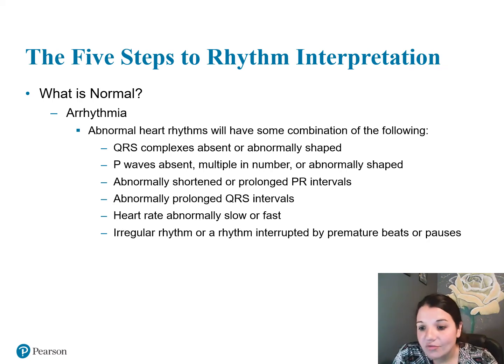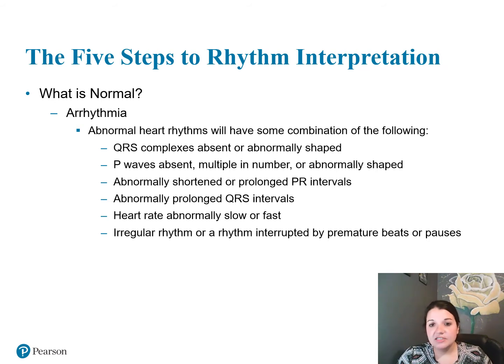Now, what is an arrhythmia? This is where you're going to get about 33 different types of arrhythmias that you're going to have to know the rules for, know what part of the heart it is talking about and what is going on, and so forth. So an arrhythmia, again, means abnormal heart rhythms. They will have some combination of the following.